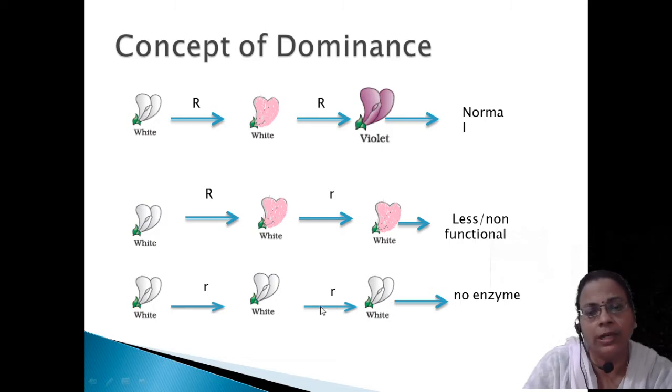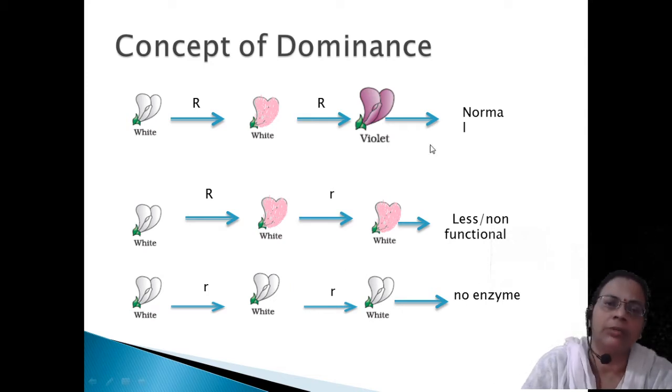If both the alleles are recessive, that is, modified alleles, they cannot produce enzyme at all. So this is the fundamental basis behind the concept of dominance.